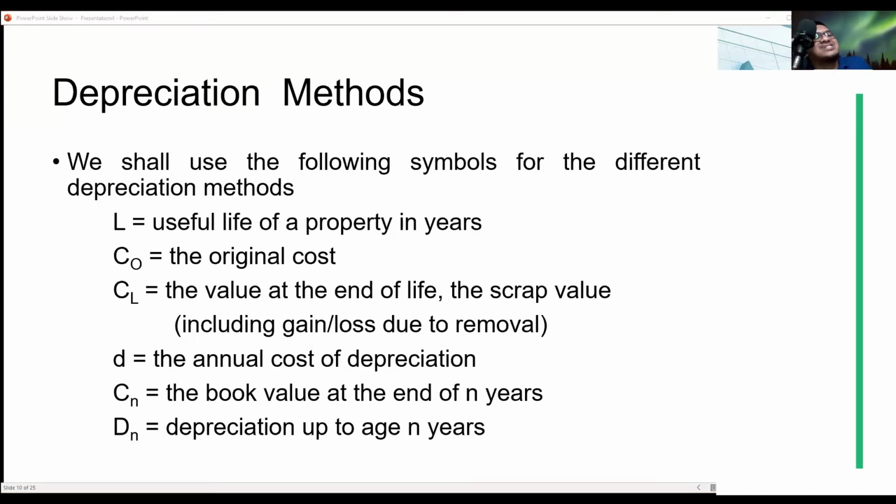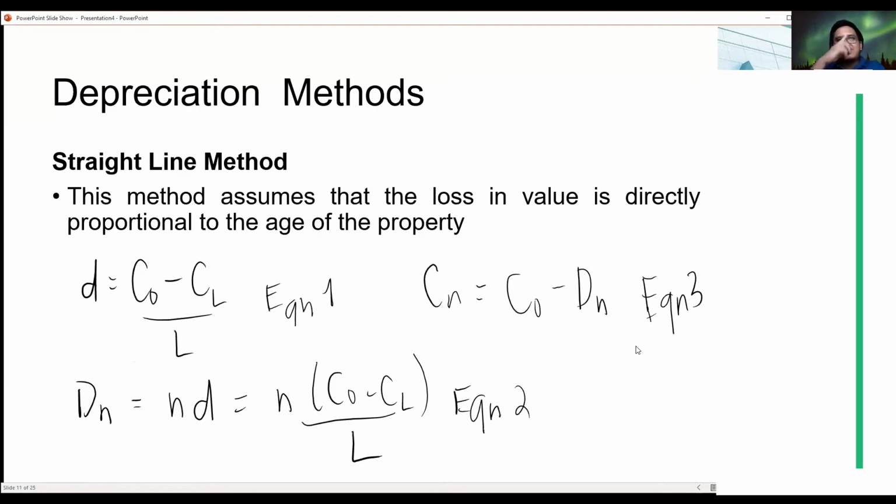Okay. So let's start with the first method. The first method would be the straight line method. So the straight line method assumes that the loss in value is directly proportional to the age of the property. So as the property ages, it depreciates. Okay? So the depreciation is based on its age. So when it reaches the end of its lifetime or its functional period, the time that it is functional, say 10 years.